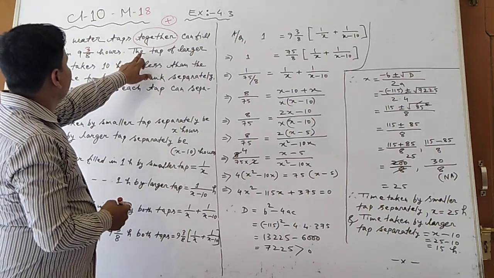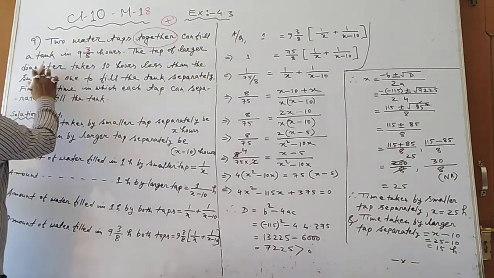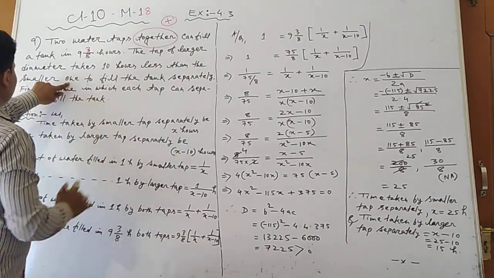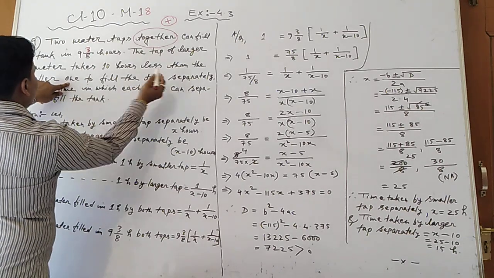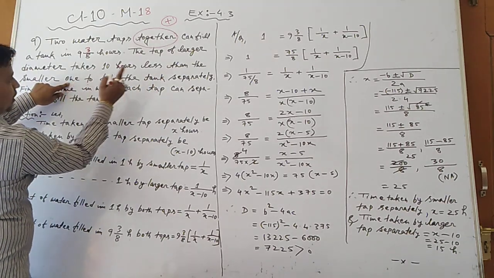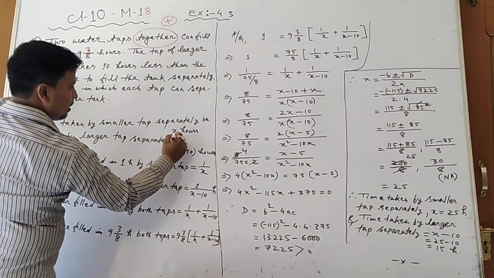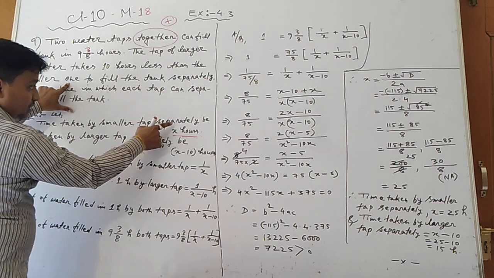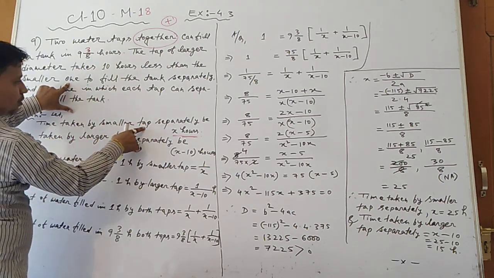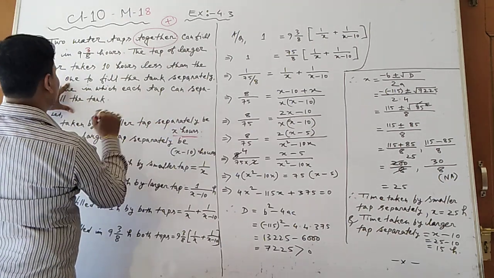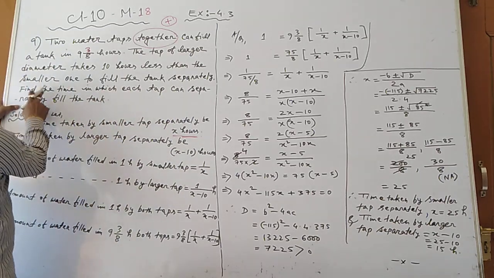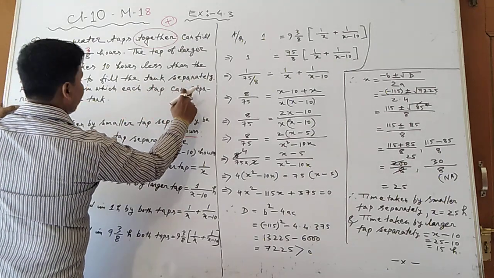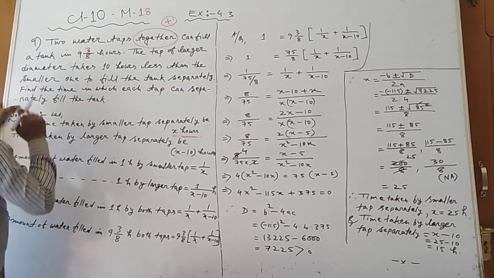Number 2. The tap of larger diameter takes 10 hours less than the smaller one. So we are considering, suppose the time taken by the smaller tap is x hours separately, not together. Suppose the time taken by the smaller tap separately is x hours, because we have to find the time in which each tap can separately fill the tank.